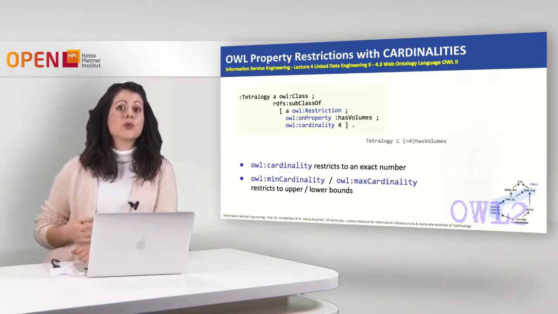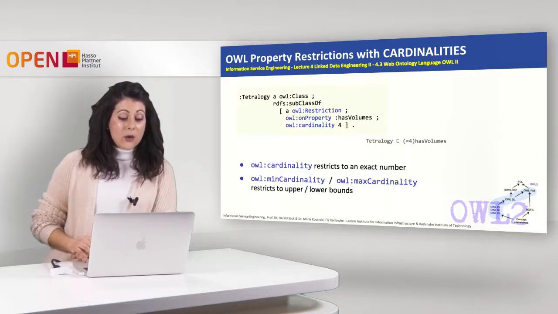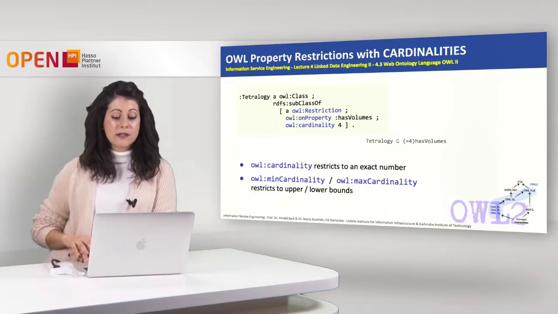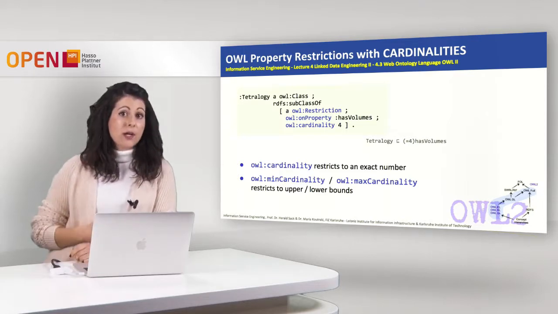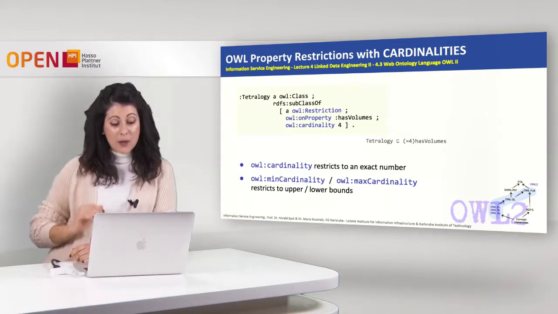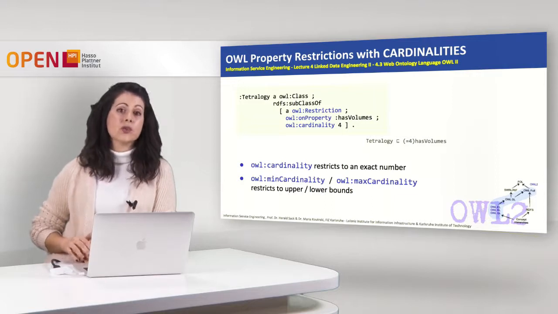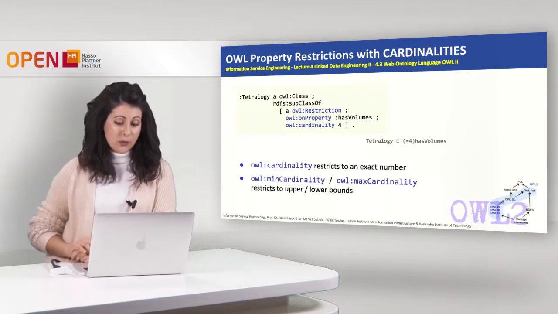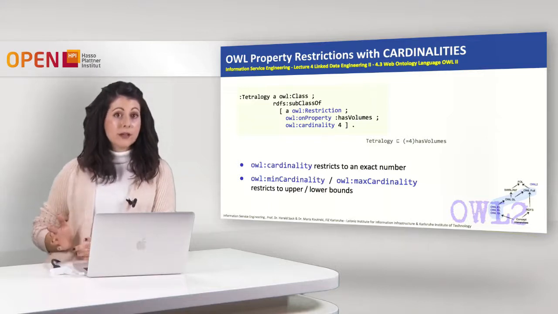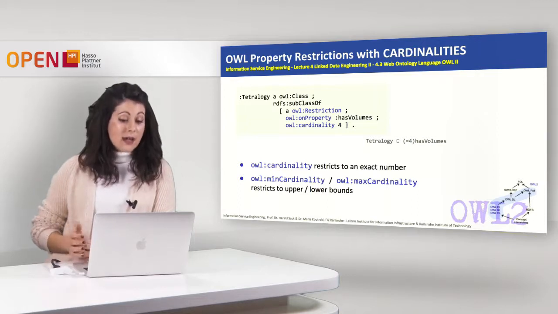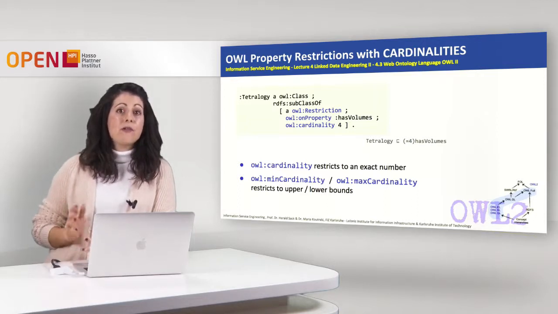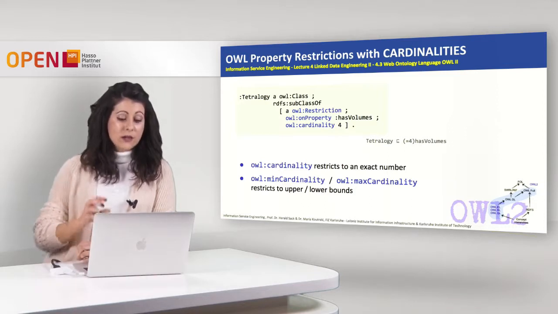And we move to restrictions with cardinalities, where we have three properties for cardinality restriction. The all cardinality, which restricts to an exact number. The all minimum cardinality, which restricts to a lower bound, and the maximum cardinality, which restricts to an upper bound. And let's see an example for that. Let's say that we want to create a class called tetralogy, and in this class, whatever is there should have 4 volumes. So the cardinality of this property should be 4, and this is how we do it.